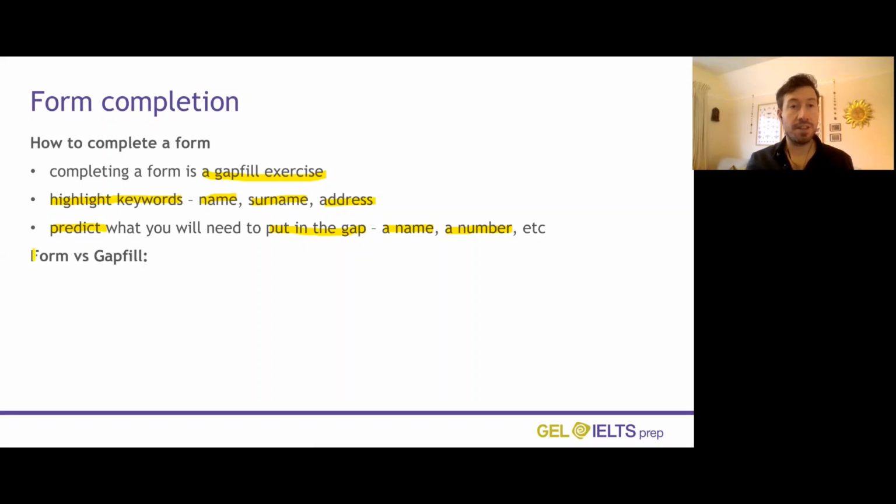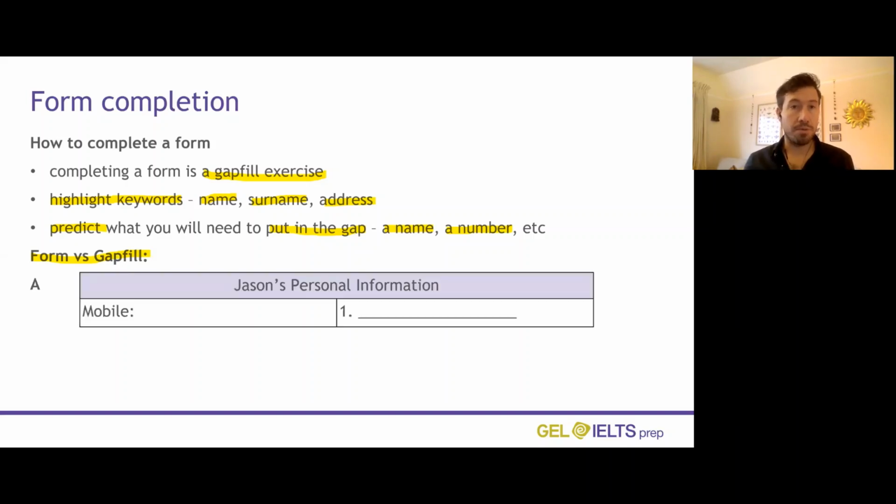So let's just look at the difference between a form and a gap fill. They're not really different in the content, but just how they look is different. So we can see here, this would be a form, and it has the person's name here, and it says personal information. It's organized in 2 boxes. Here it's got their mobile and a colon, and then here it has the number, which is the question. And so the missing information here is going to be a phone number.